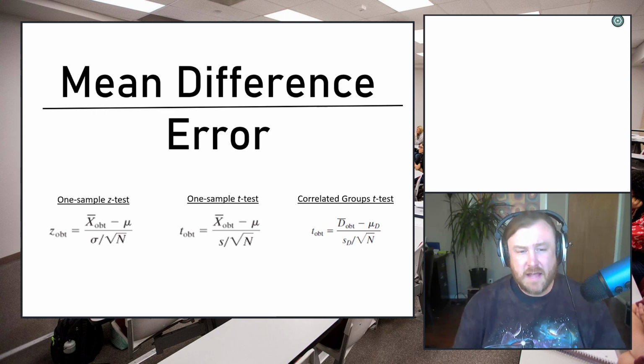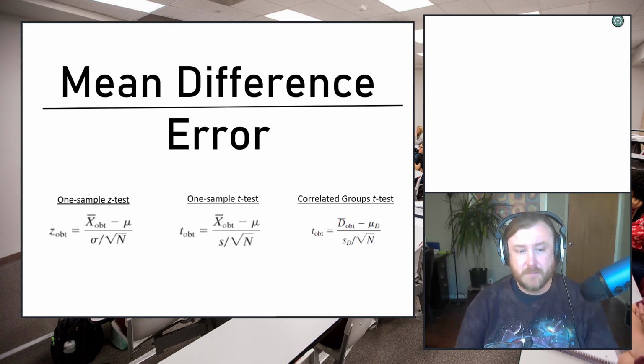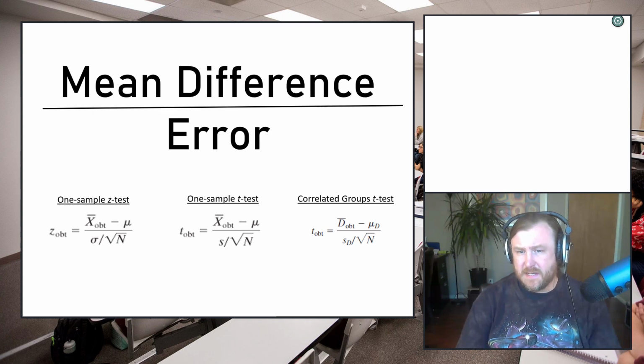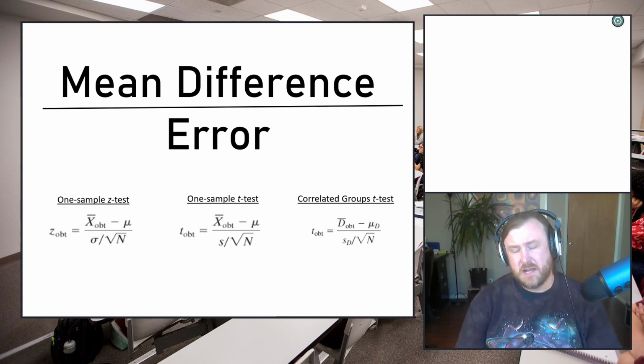And so let's look down at this one sample z-test equation. We can see we've got x bar, the sample mean, minus mu, the population mean, over the population standard deviation divided by the square root of n. Okay, so now let's look at the one sample t-test. Well, the numerator's the same, and now in the denominator all we're doing is replacing that population standard deviation with the sample standard deviation.